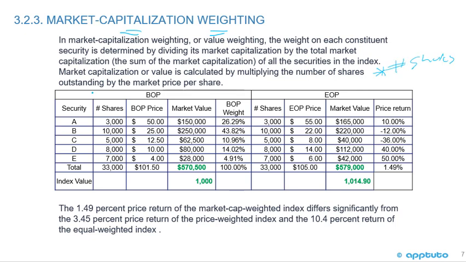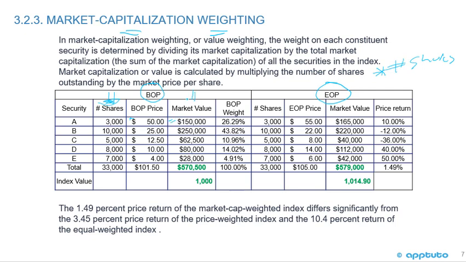So in this case, it's the same table. We've got our beginning of period prices and our ending of period prices, but this column has changed now. We've got the number of shares. So this would be the actual number of shares for each security, okay? So we know how to calculate the market value. It's the number of shares times the market price gives us our market value.